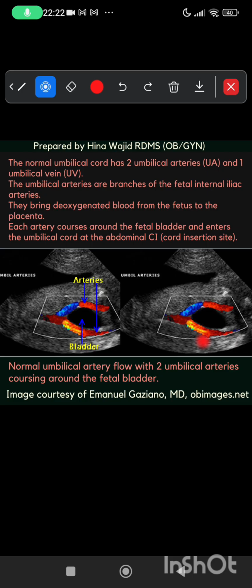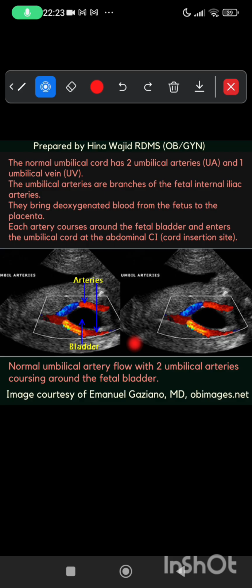Aorta further gives branches: the common iliac arteries. They are divided into internal and external iliac, and the internal iliac arteries further give these two branches, the umbilical arteries. And we can see here forming a V shape, two arteries around the fetal bladder, and after this point they further enter into the umbilical cord.